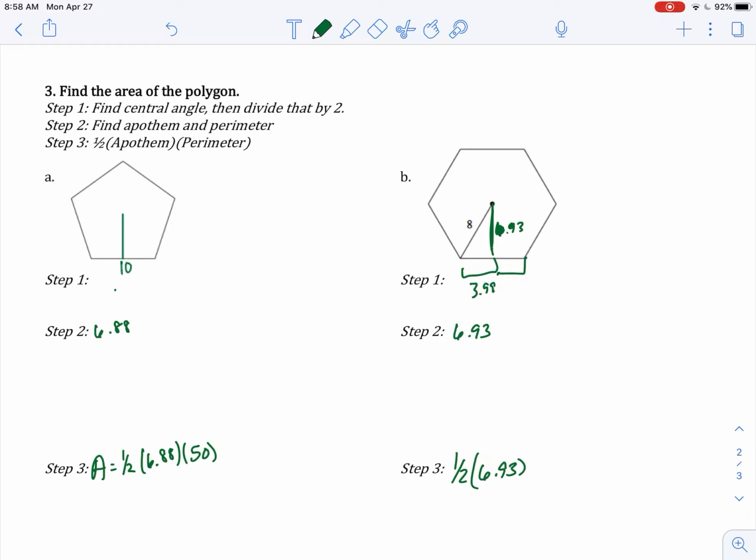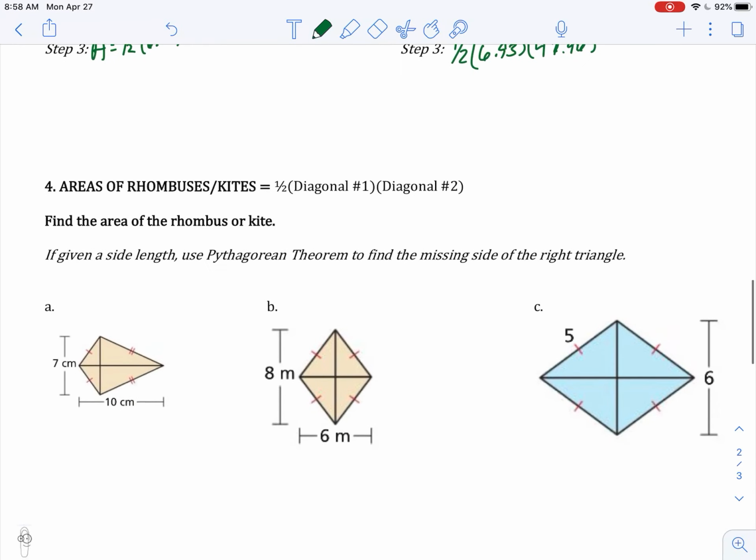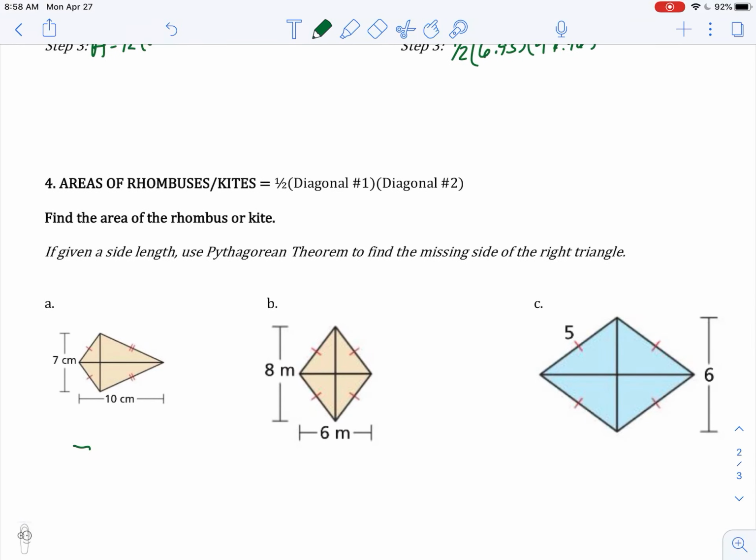So use your Pythagorean theorem. And it's, this part is 4, basically. 3.99. So multiply that by 2 to get the whole side length, and times 6 to get the perimeter.